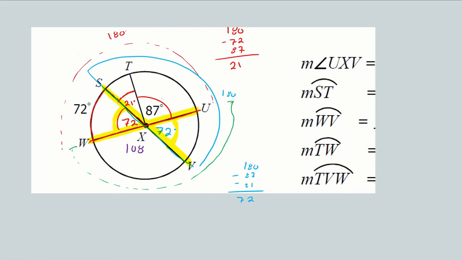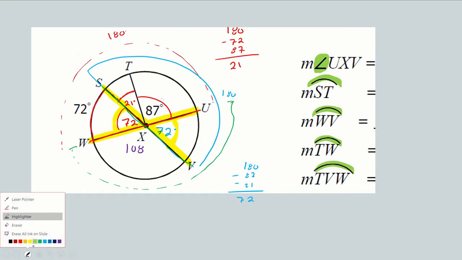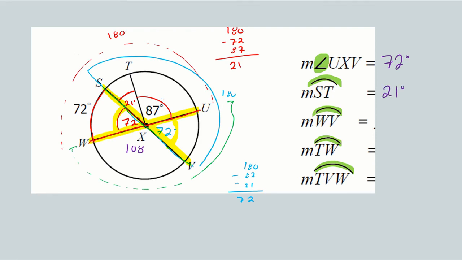And now we can go through and answer all the questions because we found all the measurements. So here they're talking about angle measurements. That's an angle symbol. Here's arc measure, arc measure, arc measure, arc measure. Don't forget about your symbols. They're telling you angle UXV. So UX, where's X? X is in the center. So UXV is 72 degrees. Measure of arc ST, which we found to be 21 degrees. Measure of WV, we found to be 108.